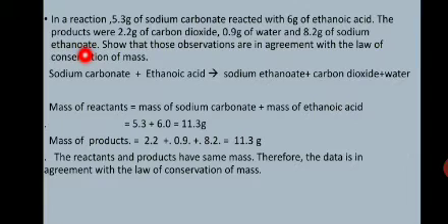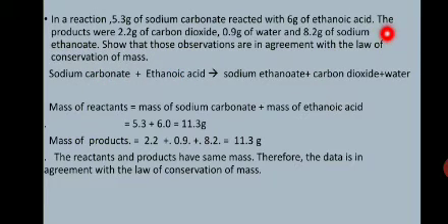First, write a word equation. Write the things that are given, so identify the reactants and products from this question. The question says 5.3 gram of sodium carbonate reacted with 6 gram of ethanoic acid. So which substances are going to react? Sodium carbonate and ethanoic acid. So write in the reactant part: sodium carbonate plus ethanoic acid.